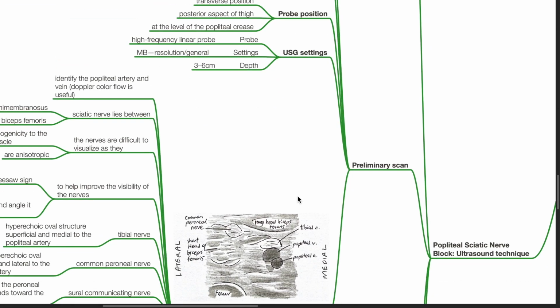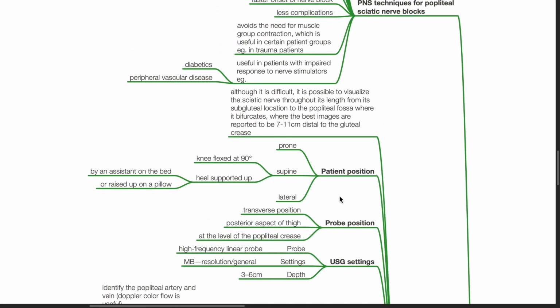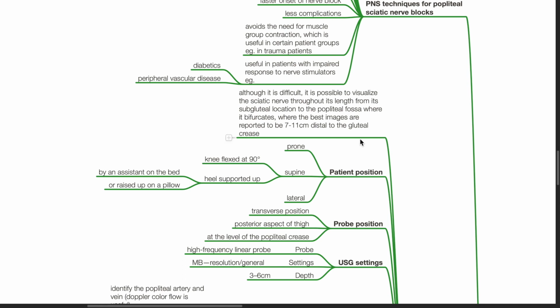Preliminary scan. Although it is difficult, it is possible to visualize the sciatic nerve throughout its length, from its subgluteal location to the popliteal fossa, where it bifurcates, where the best images are reported to be 7 to 11 cm distal to the gluteal crease. Refer to proximal sciatic nerve block for further details.